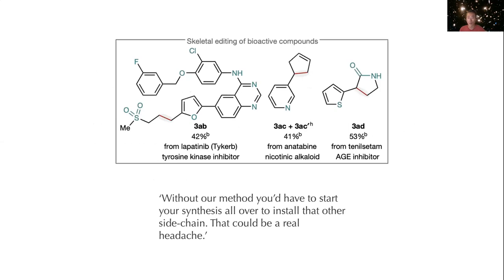I think one example that they highlighted in the paper was this tyrosine kinase inhibitor, which is also an anti-cancer drug, I believe, lapatinib. And they just stressed that without this method, you would essentially have to build this molecule all over again, almost from the very beginning. And you can imagine that if your work involves drug optimization, and you're wondering if a certain drug would work better with the carbon atom on one side without a nitrogen, you can use this method and just snip out the nitrogen and not have to build a completely new molecule.